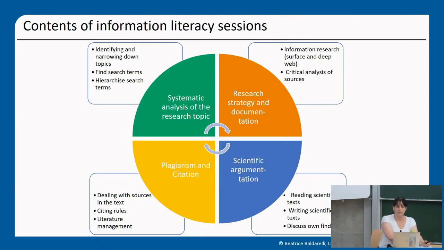In order to guarantee the coverage of all courses with a small team of teaching librarians, these have a modular structure. The modules cover 4 main areas: systematic analysis of the research topic, research strategy and documentation, scientific argumentation, plagiarism, and citation. The modules are designed so that each of them can be easily adapted to the specific curricula of the degree programs, and in the advanced courses, to the individual contents of the bachelor thesis or projects. A continuous and homogeneous transfer of competence is guaranteed by the sequential structure of the modules.